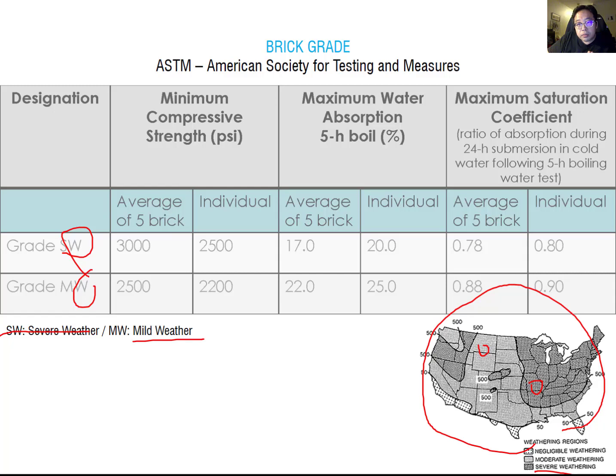grade SW. Grade SW requires a stronger and more durable brick. So when you have a project in central Iowa or eastern Iowa, you have to use grade SW brick. It's not allowed to use grade MW brick. So you have to know where your project location is and choose the grade type for your brick design.